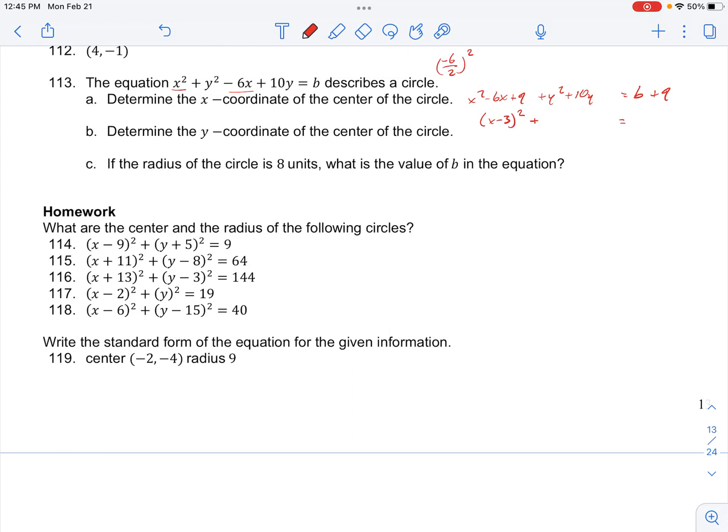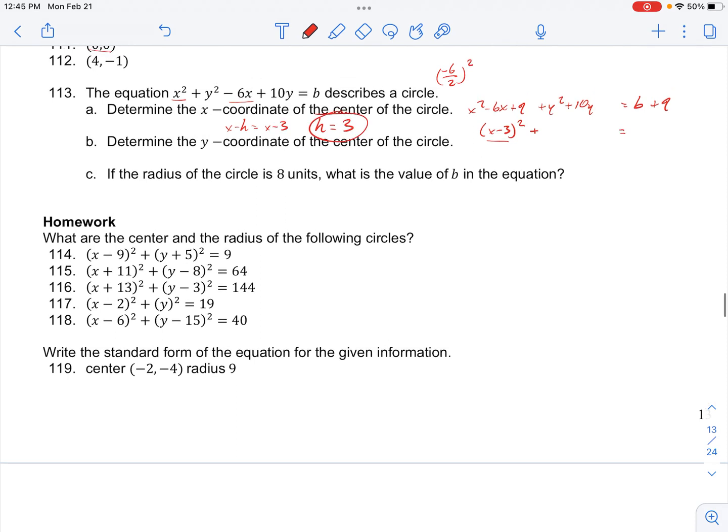So this means that the x-coordinate of the center of the circle, so if we have x minus h is equal to this x minus 3, then we know that the center of the circle, the h, is at 3.